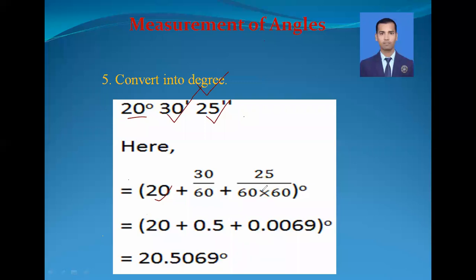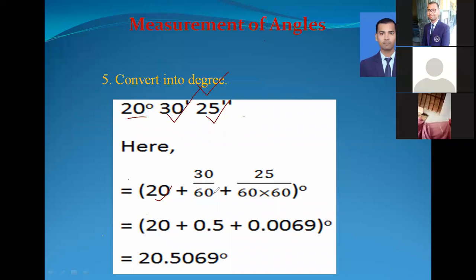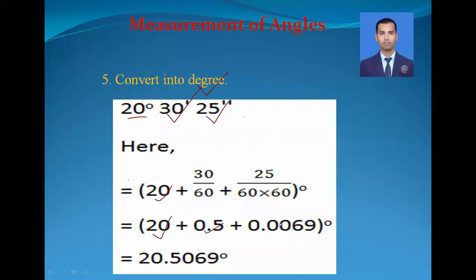And then after dividing, we have 20, that is the same, plus when 30 is divided by 60, we get 0.5. In the same way, when 25 is divided by double 60, we get 0.0069 degree. After adding all these, we get 20.5069 degree. In this way, we can convert degree, minute, second into degree.